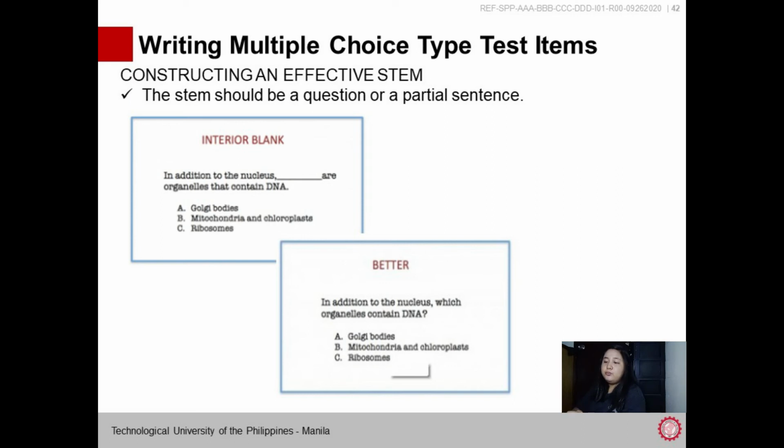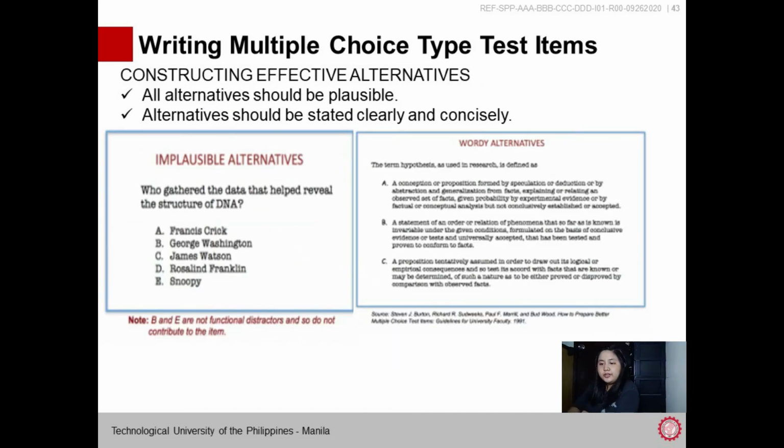Pwede mong i-apply yung blank kapag gagamit ka ng completion type test items, or identification type test items, or even matching type. Pwede rin siyang ganon. So, kapag multiple choice, kailangan hindi ka gumamit ng blank. Or kapag gagamit ka ng sentence, kailangan supported siya ng question para maging concrete yung stem na ginawa mo, or para maging concrete yung item na yun. Okay? Next slide. So, next is constructing effective alternatives.